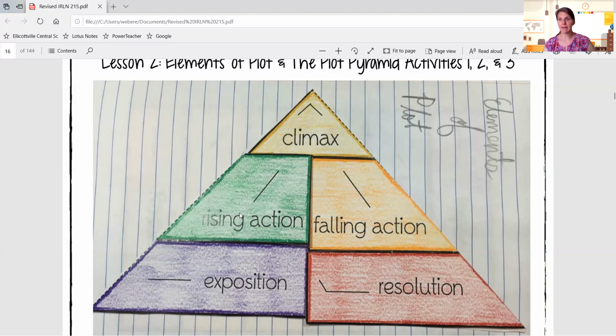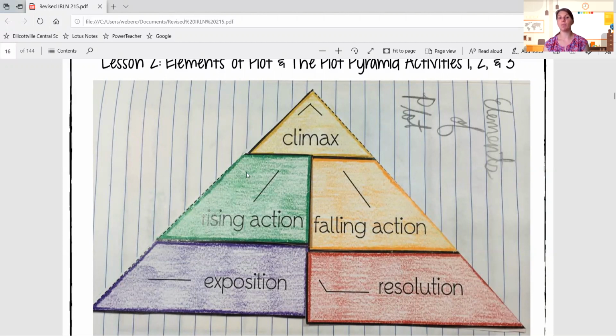So the rising action are all of the events that build on top of each other to reach the climax. They usually involve a bunch of little mini problems, mini crises that continue to occur throughout the book, problems your main character faces, things that they have to try to overcome.